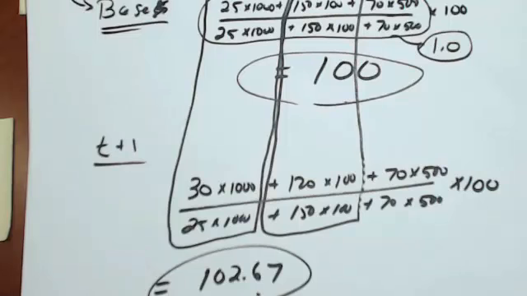Now, the last thing I want to talk about is how do you actually replicate a price-weighted index? How do you replicate a value-weighted index? And how do you replicate an equal-weighted index?